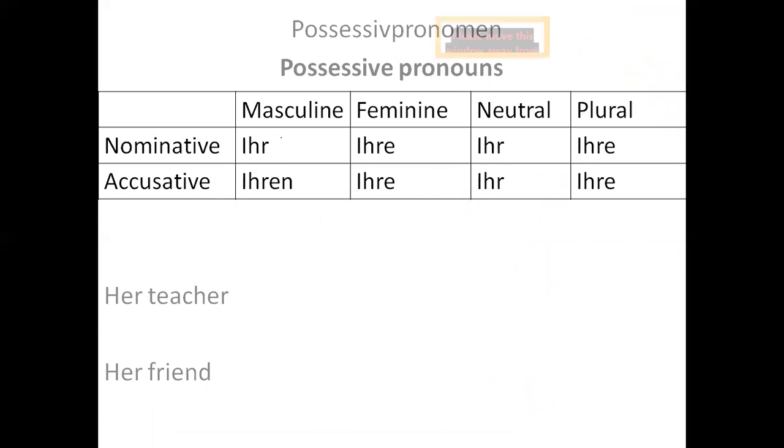All the words give you the meaning of either her, or their, or your formal. That depends on whether the I is small or the I is capital, right? But the table will remain the same. So I can give this table the name of your formal table, their table, and her table. All the possessive pronouns, right?